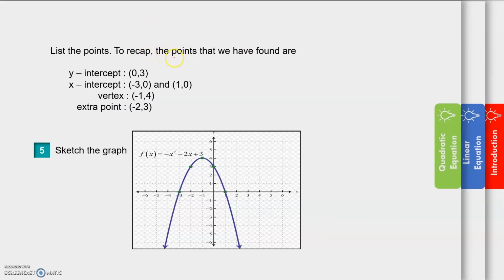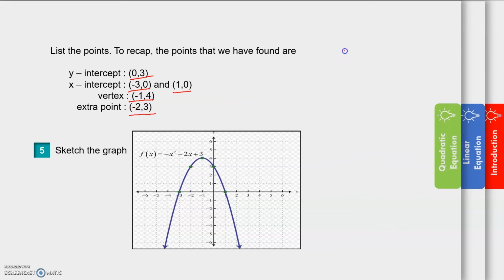To recap the points that we have found here, we have y-intercept (0, 3), x-intercepts (-3, 0) and (1, 0), our vertex (-1, 4), and we have an additional point (-2, 3).